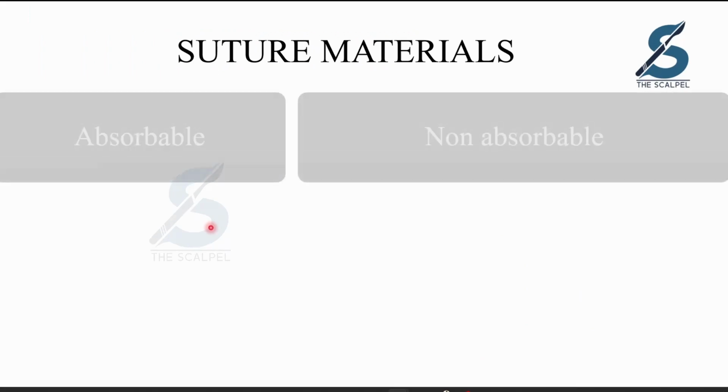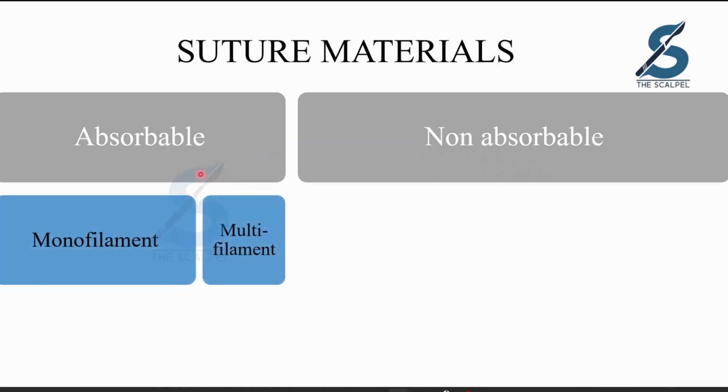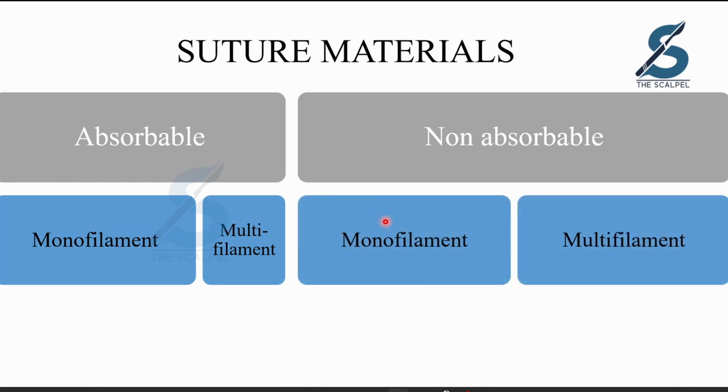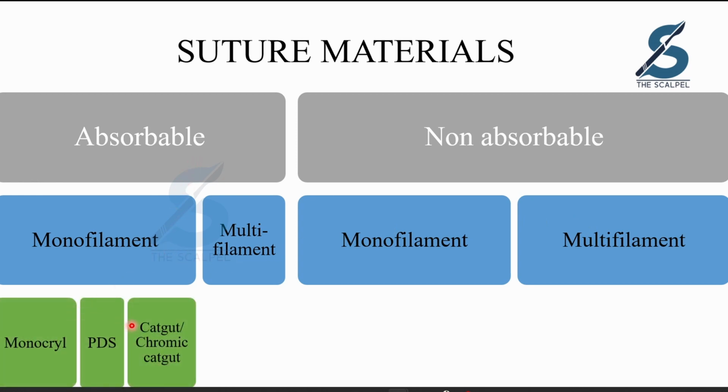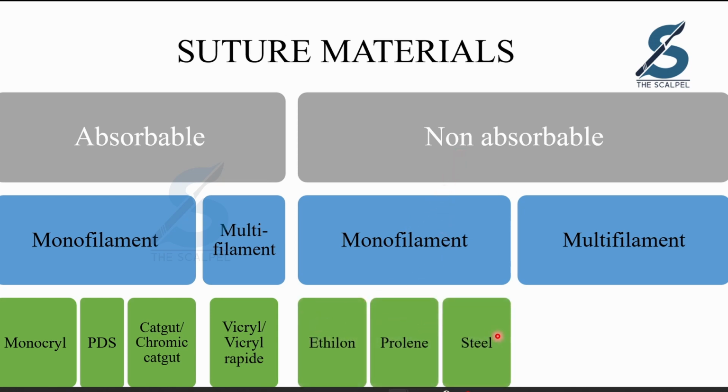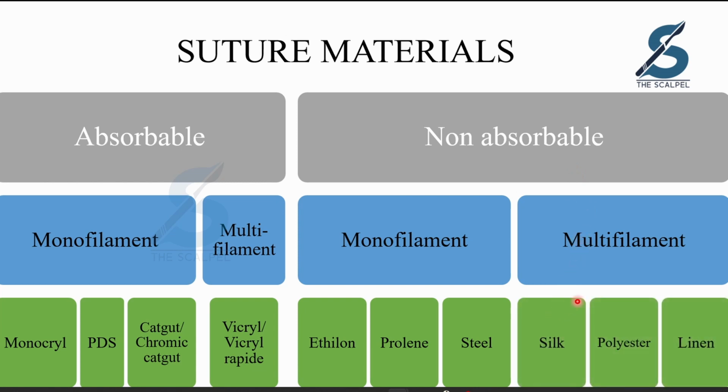Coming back to this table, as we know, suture materials are classified into absorbable and non-absorbable. Among the absorbable, it's further classified into monofilament and multifilament. Non-absorbable is also further classified into monofilament and multifilament. In the absorbable monofilament, we have Monocryl, PDS, catgut and chromic catgut. In the multifilament, we have Vicryl or Vicryl Rapid. In the non-absorbable monofilament, we have Ethilon, Prolene and steel. In the non-absorbable multifilament, we have silk, polyester and linen.